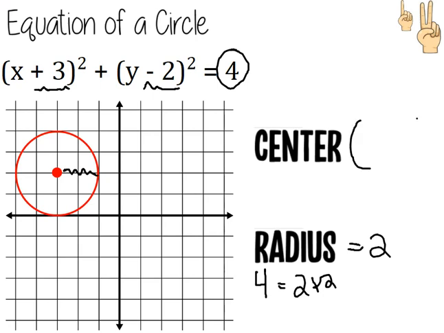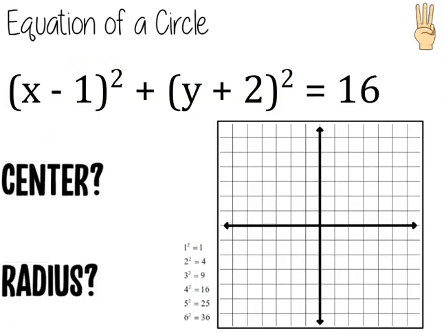For the center, I'll need to use the numbers that are with the x and the y in the parentheses. So my center must be at -3, since this was a +3, and a +2, since this is a -2. So my center is at (-3, 2). Let me check. Back 3, up 2. Yep, that's right.